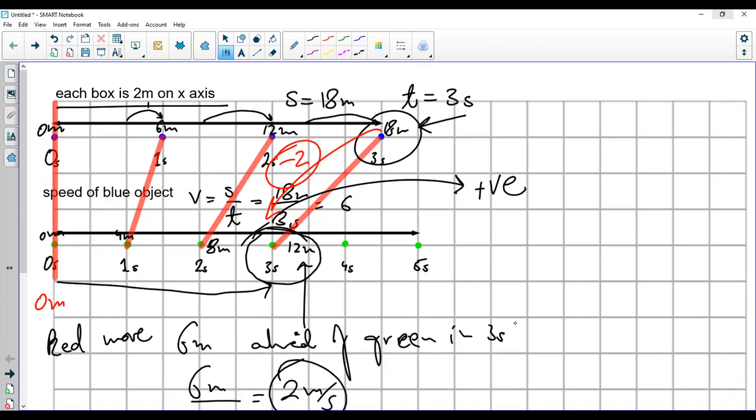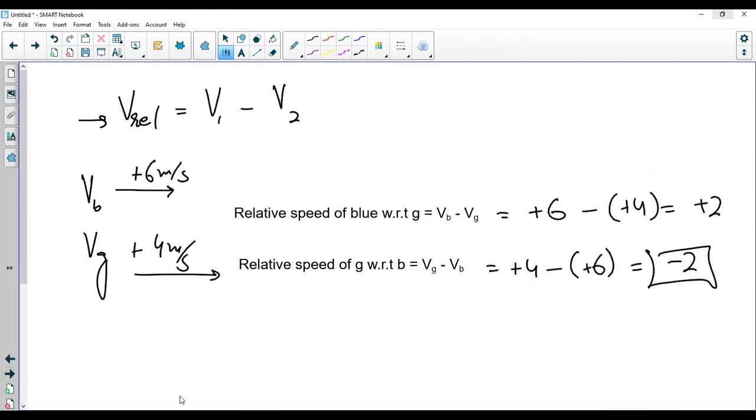Is that clear? So you can work out the relative speed both ways, depending on with respect to which object you want to find it. And positive and negative just tell you the direction. We have considered the forward direction as positive. That's why the blue is moving ahead with a +2 speed, and the green is moving back with a -2 speed. So negative and positive are just representing the directions. Is it clear? Yes. Okay, that's good.